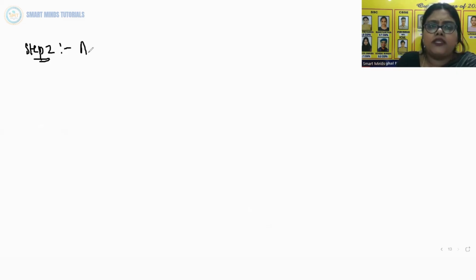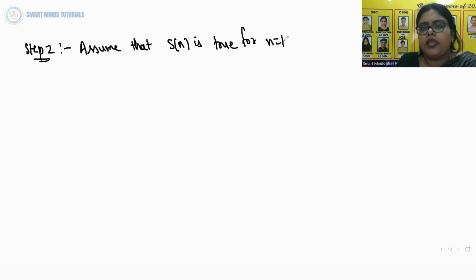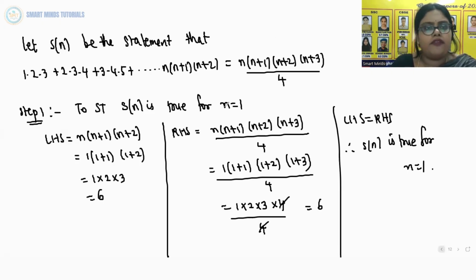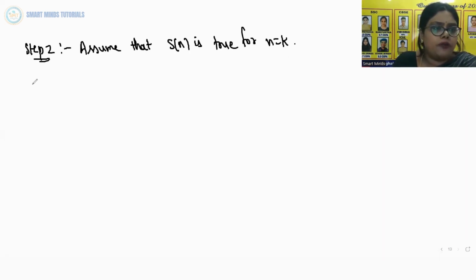In step 2 we write, assume that S of n is true for n is equal to k. And it is mandatory to write assume that here. Don't write show that. Okay, because we are assuming that S of n is true for n is equal to k. So what we have to do here, see here we have taken the statement, from here to here. In the place of n we will write k here. Understood? So how do we proceed?